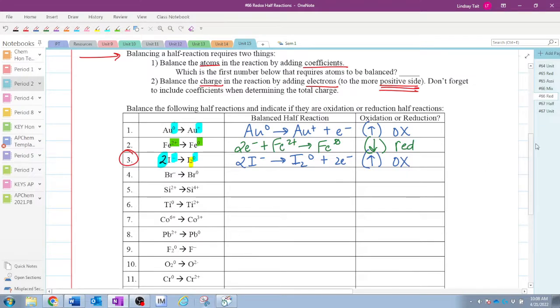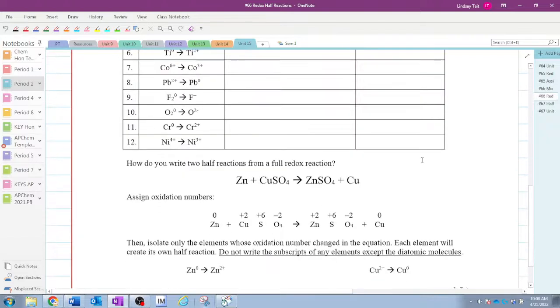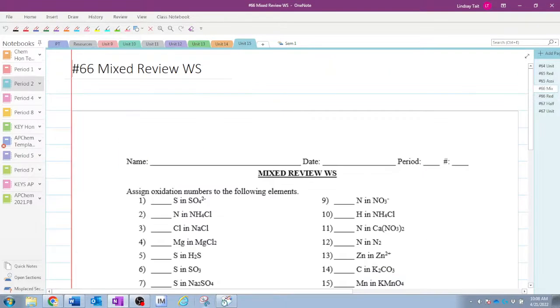Okay, so that was getting you going. There's only 9 more left here. You do not need to worry about this bottom half right now. Just through number 12 is what you're looking at on this side. Let's turn around and look at the other side.